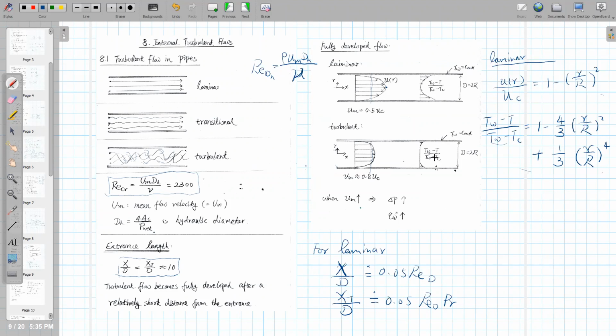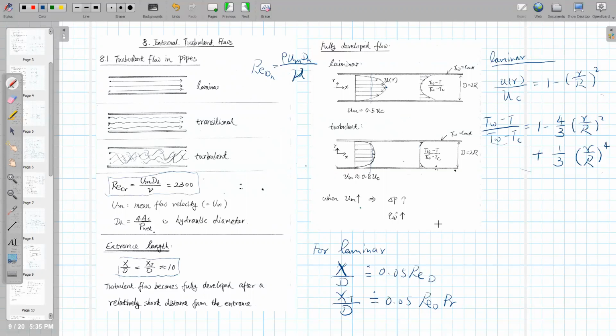But for the turbulent one, it's also changing. For the temperature field, you don't have a long transition region from here to the maximum value. It will quickly approach a large value, and then go down. So this is how the temperature profile changes in the turbulent field compared to the laminar field.